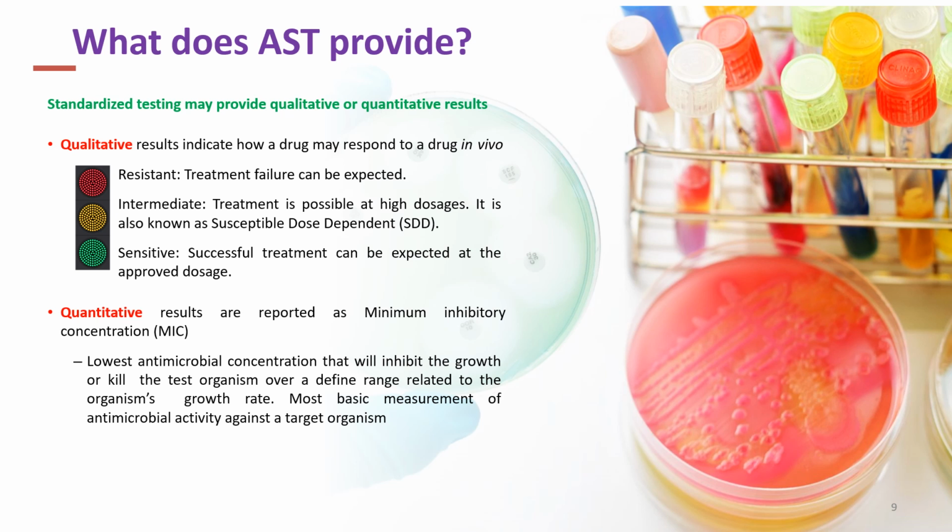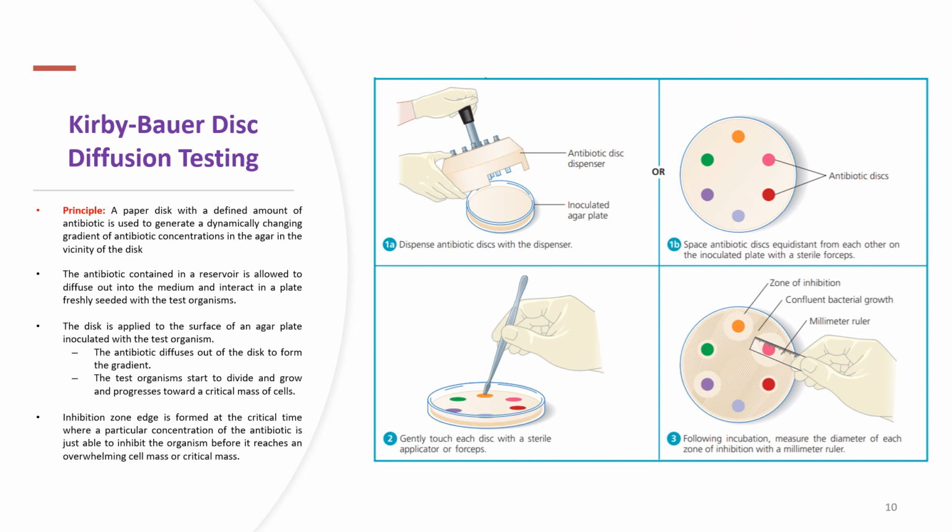Quantitative results are reported as MIC, that is, minimum inhibitory concentration. It is the lowest antimicrobial concentration required that will inhibit the growth or kill the test organism within a defined range. That is the minimum inhibitory concentration. We have seen the phenotypic methods: disk diffusion, broth dilution, and E-test. Let's see what disk diffusion is.